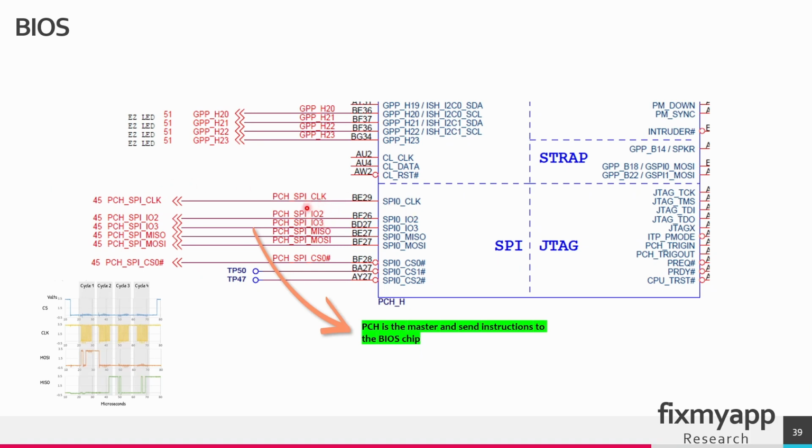The IO2 pin is used as a write protect pin, and this signal is active low and prevents unauthorized writing to certain parts of the BIOS chip. The signal goes to the input of the BIOS chip. When the write protect signal is low, the write protection is enabled. The IO3 signal is configured as a hold pin. This signal temporarily pauses the communication to the BIOS chip.